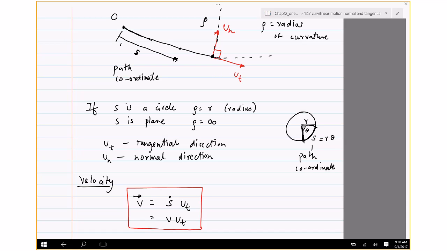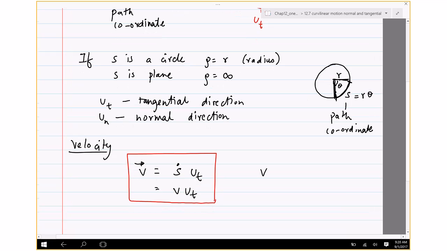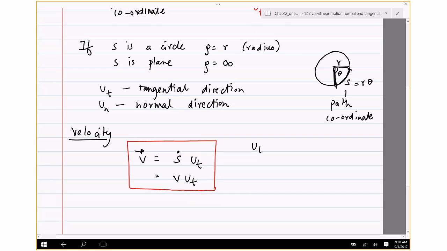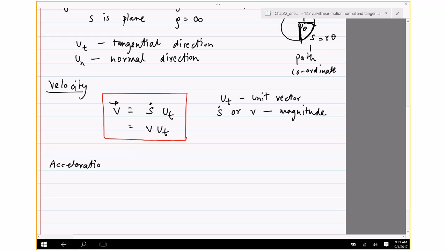In case of rectangular coordinates, you have to write it as a function of x and y. Question? You want me to write the magnitude? By the way, ut is a unit vector, and v, or s dot, is the magnitude. The velocity or any vector can be written as the magnitude times the unit vector, and this is exactly the representation: unit vector ut times the magnitude. Yes, the magnitude is the speed, because we are interested in finding the velocity.